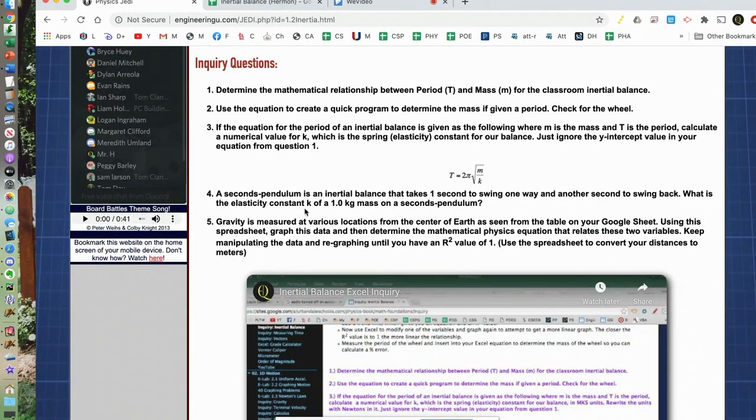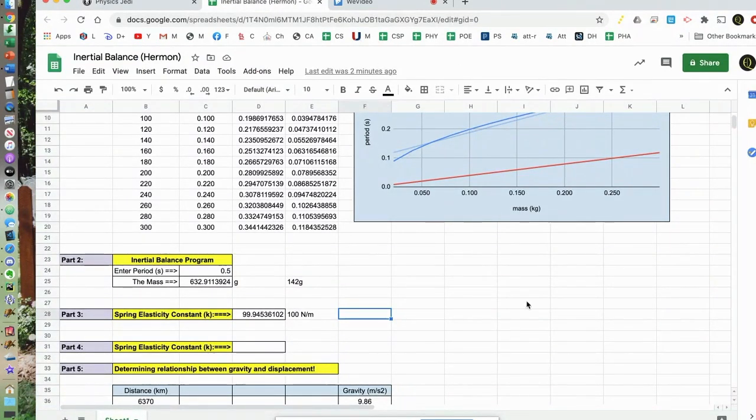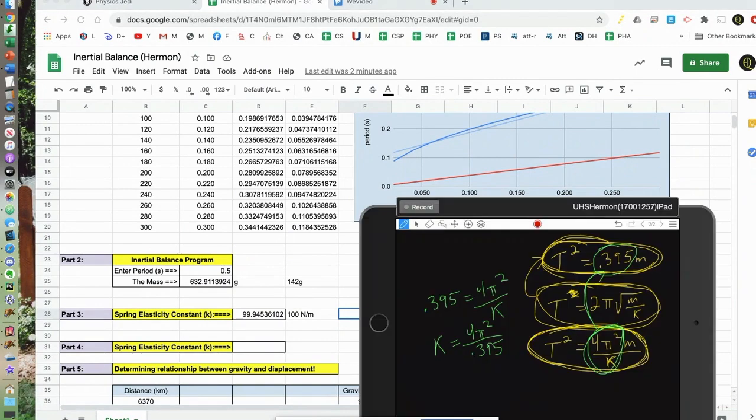What is the elasticity constant, K, if you put a 1 kilogram mass on a seconds pendulum? So this isn't related to our pendulum. This is saying solve this equation for K, if you're going to use a 1 kilogram mass and it's a seconds pendulum. All right, so let's go to the iPad real quick.